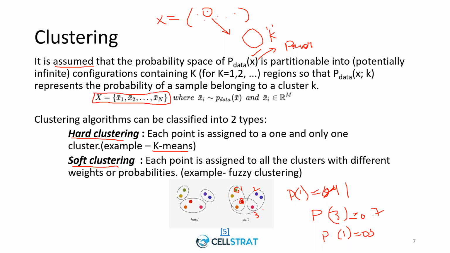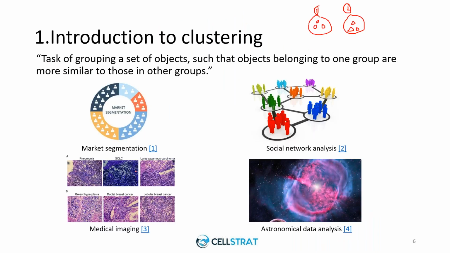So where is soft clustering used? In the previous case, I was talking about market segmentation, right? It's not necessary that it needs to be clustered like this. For example, this member can belong to both these groups, right? So in these cases, we cannot go with hard clustering. We'll have to go with soft clustering and see the probability of this data point belonging to this particular cluster.